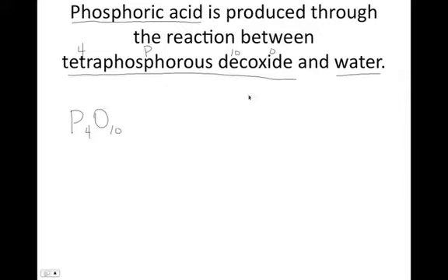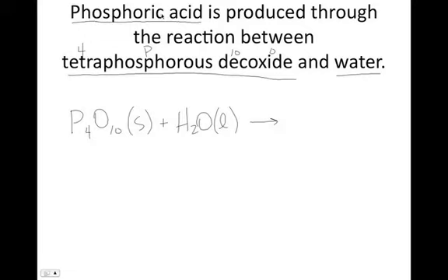P4O10. And we're going to add to it some water. We can assume that this is a solid because we're at room temperature. Plus water. Water is H2O, and at room temperature is a liquid. So basically we're just mixing these two compounds. And when you mix it, you get my favorite, phosphoric acid.